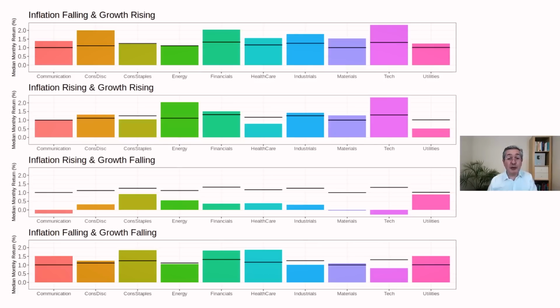The environment which is probably best for equities is when inflation's falling and growth is rising. This tends to happen early in the cycle. And here you'd go for things like tech, financials, and consumer discretionary, companies like Amazon. So this kind of bears out the data which we've seen so far and taken on faith from third parties.